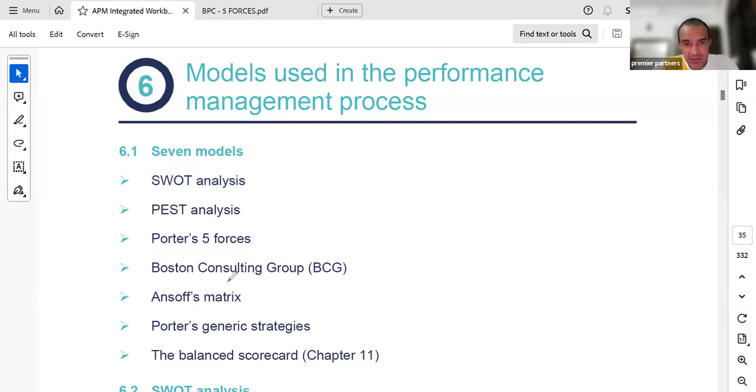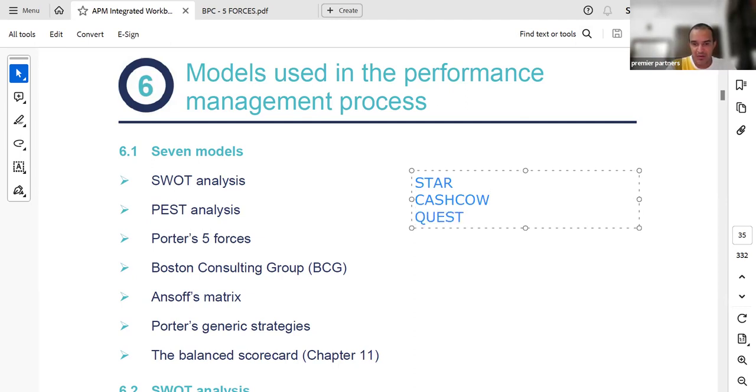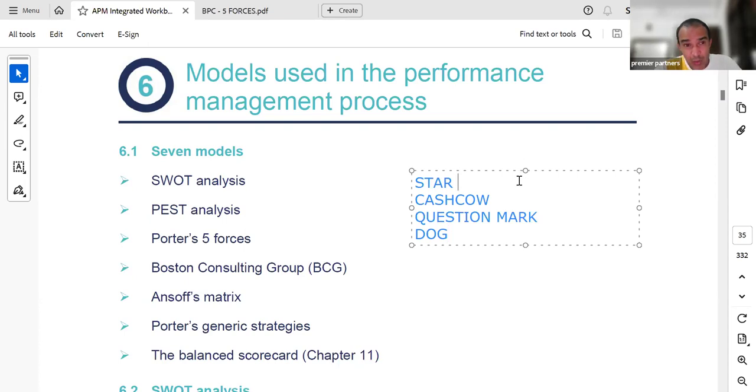We have the BCG, Boston Consulting Group Matrix, which looks at the portfolio of products with market share and market growth. You need to know, basically, what are the four: star, cash cow, question mark or problem child, and dog. What do we do with products which are stars?